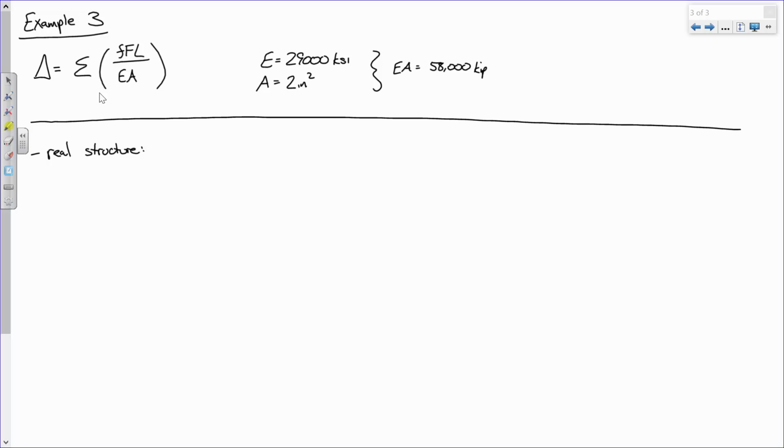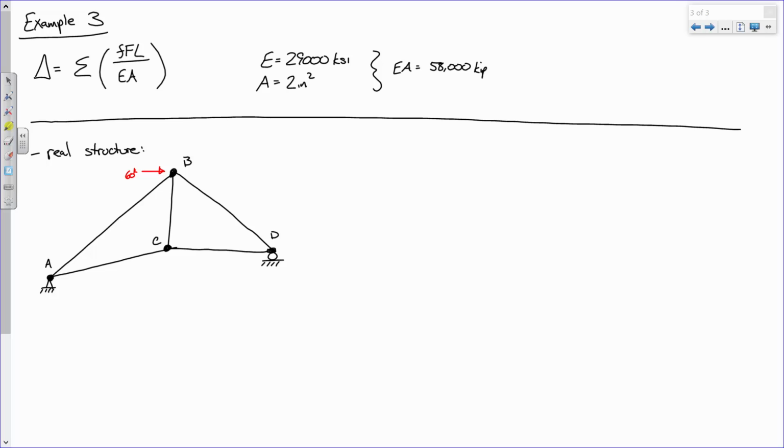All right. So here's the structure. We've got a 60 kip load right here. This is B. This is C. We have a hinge right here. We have a roller right here. This is D. This is A.